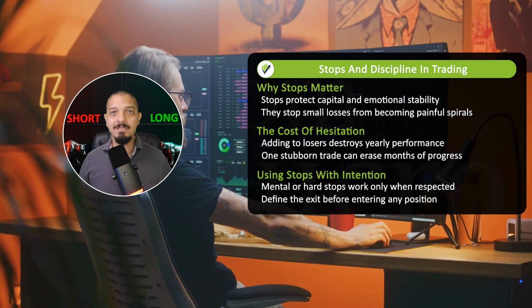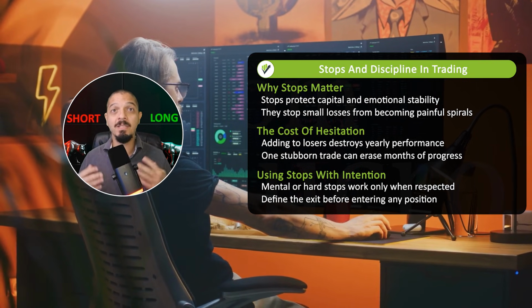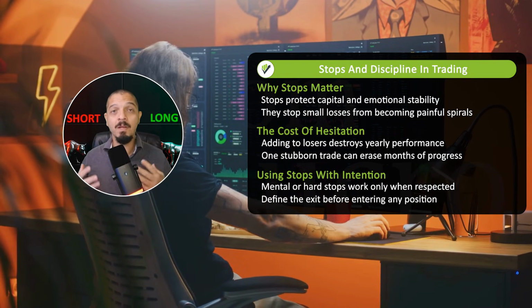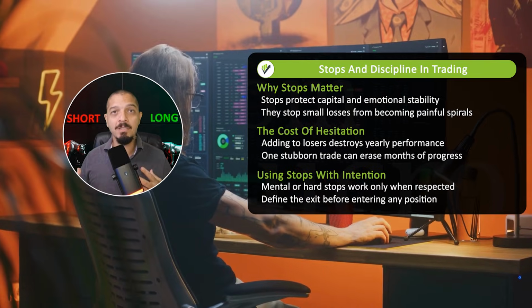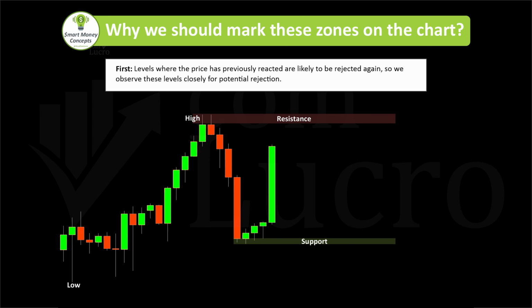This insight sets the stage for identifying higher quality zones and making disciplined entries. Now, let's move into smart money concepts and how to recognize those key supply and demand zones on the chart. Next, let's discuss why we should mark these zones on the chart. Here are three crucial reasons.